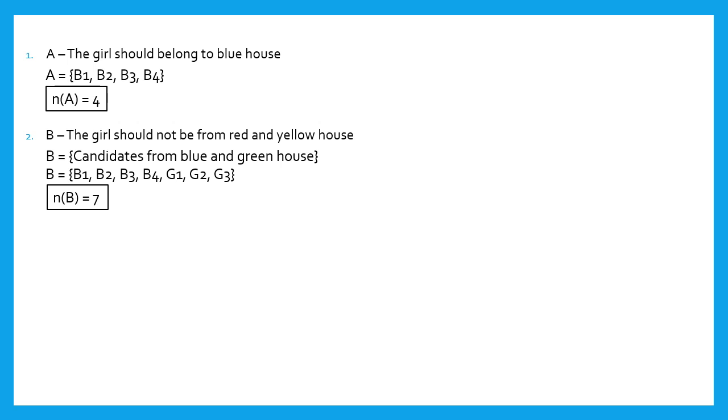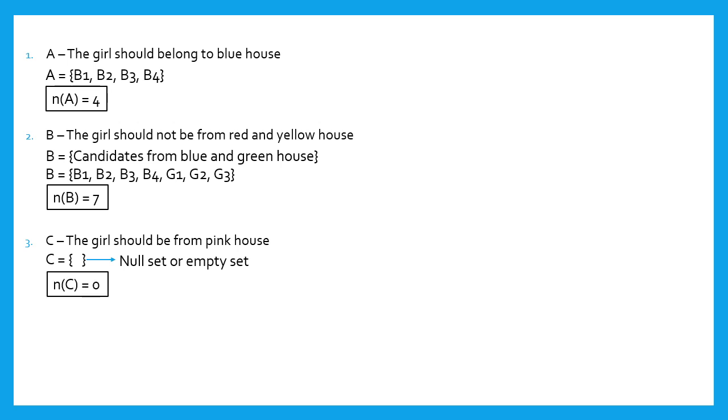Our third condition is girl should belong to pink house. Now here we know that we don't have pink house in the given example. Therefore, there are no elements in set C. It is an empty or null set and is written as C is equal to curly bracket but no element. Since there is no element, therefore N of C is equal to 0.